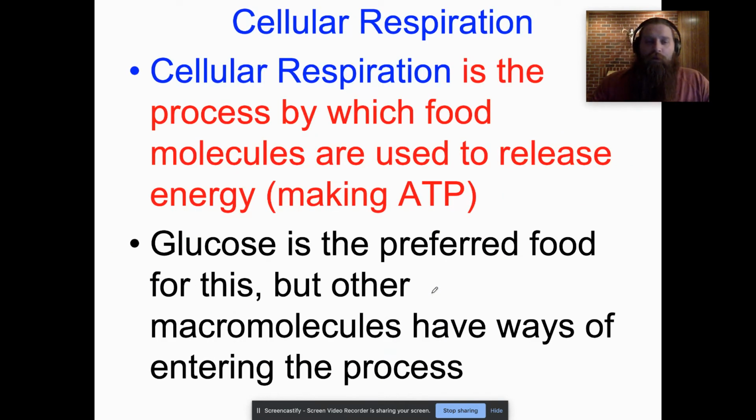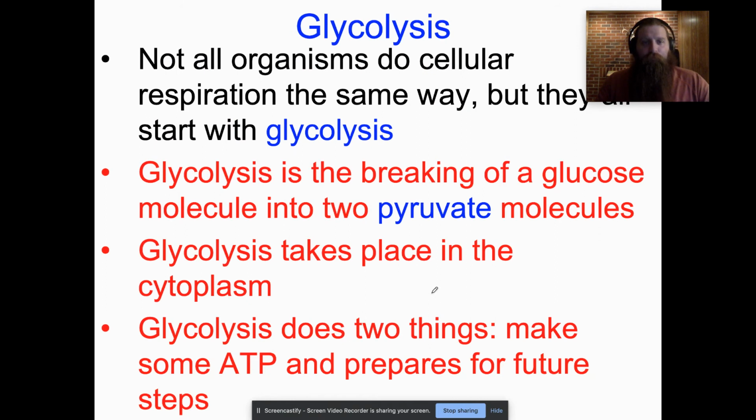Now, we keep talking about respiration. What is this respiration? Well, respiration is the way that we break down our food molecules in order to release that energy, to make ATP. Glucose is the favorite food of your cells, but you can actually put any of the macromolecules into this process. You can put nucleic acids, amino acids from proteins. You can put fatty acids into the ATP generating reaction chain. But glucose is the one that your cells want to use the most.